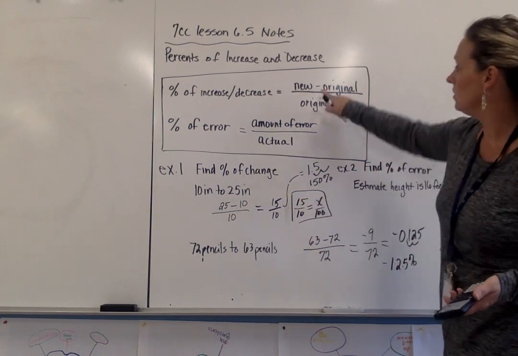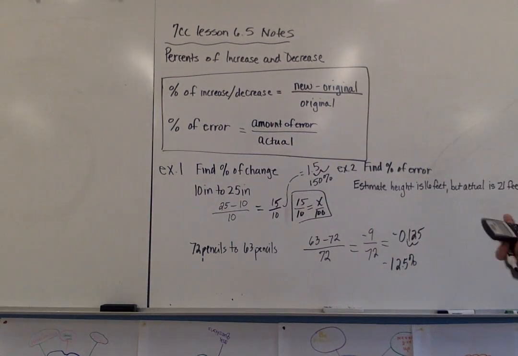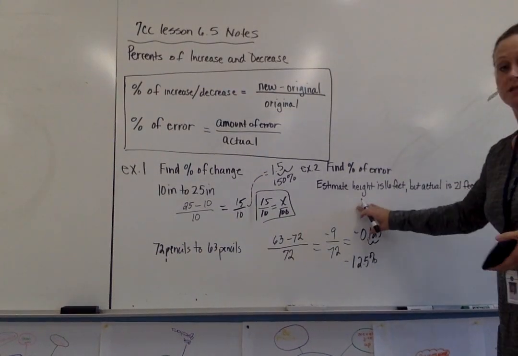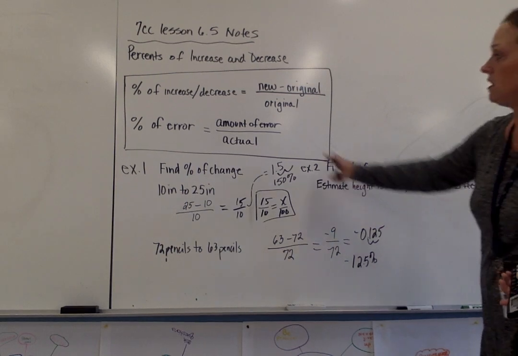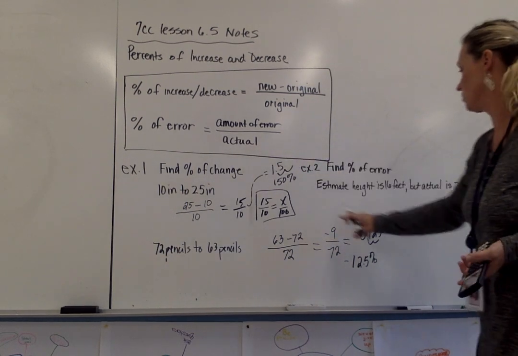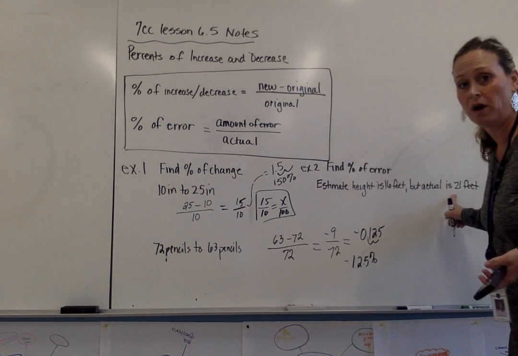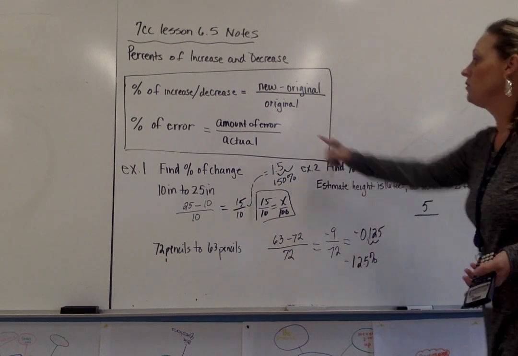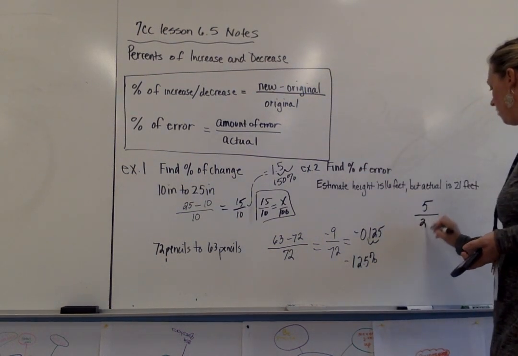So in these two, it's new minus original over the original. This next one is a percent of error. So you're comparing what the estimate is versus what the actual is. So I use the amount of error over the actual. The estimate is 16 and the real is 21. That's a difference right there of 5 feet. So the amount of error is 5 and the actual is 21.